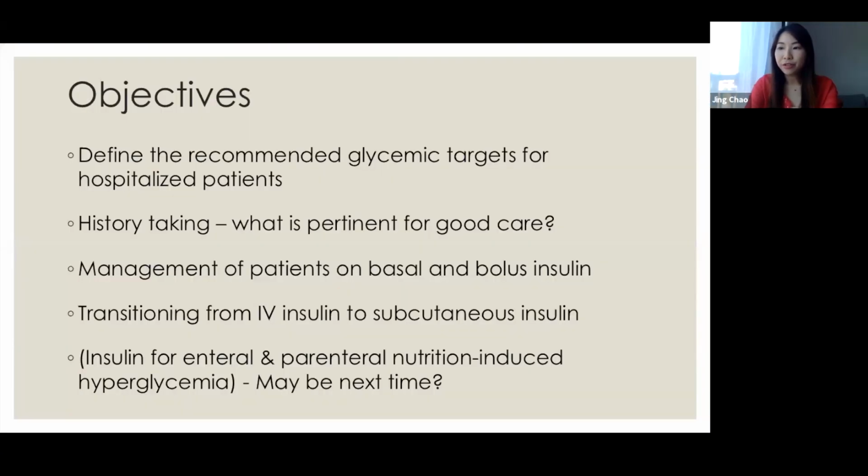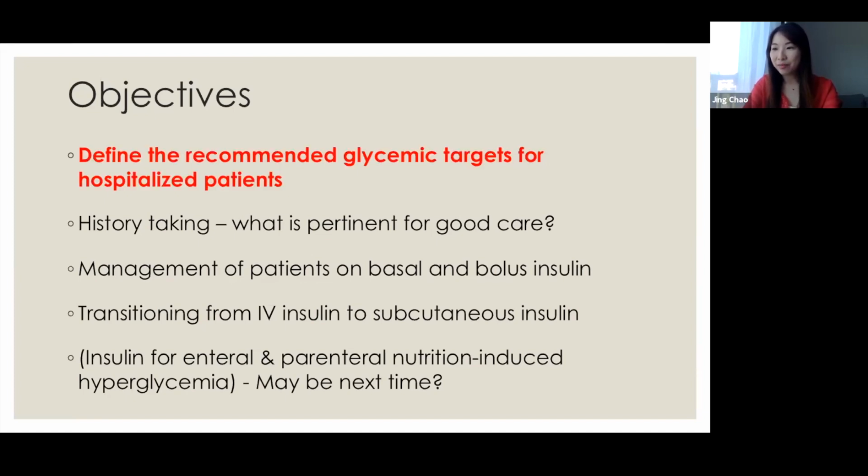So very quickly, let's review our objectives for today. We will first define the recommended glycemic targets for the hospitalized patients. We will spend a few minutes reviewing history taking, which is pertinent to providing good care. The first topic to review is the management of basal bolus insulin, which is important for both outpatient and inpatient practice. Next, we will review the transition from IV insulin to subcut insulin. You will likely need to do this regardless of your specialty. Clinicians at the UWMC Montlake do this very frequently. And finally, we'll review the management of tube feed and TPN-induced hyperglycemia if time permits. My suspicion is that we probably will not get to that today.